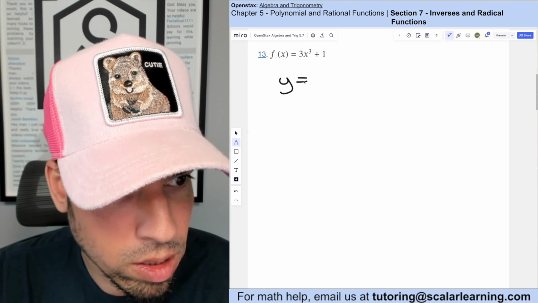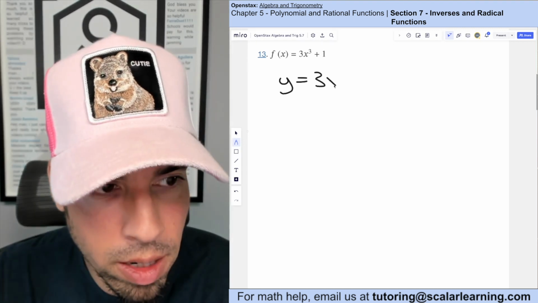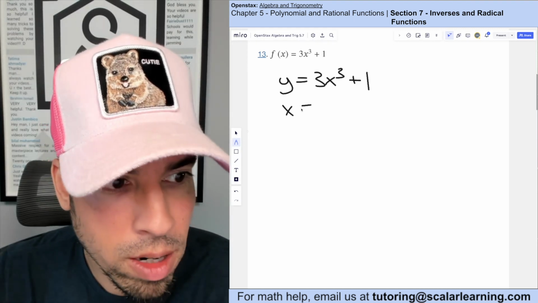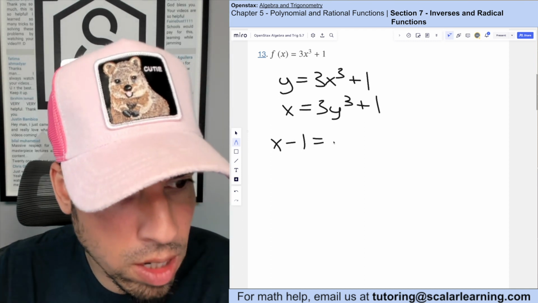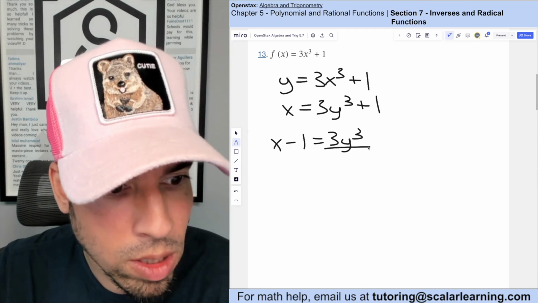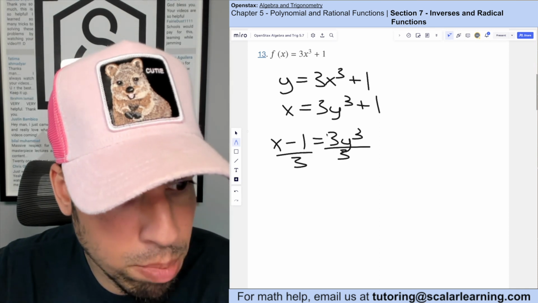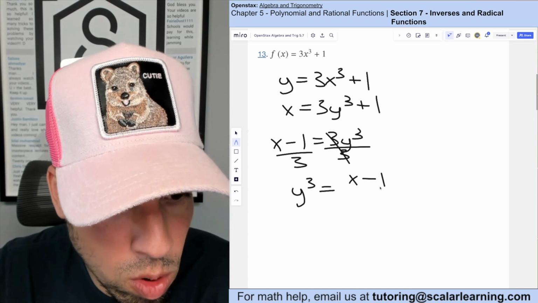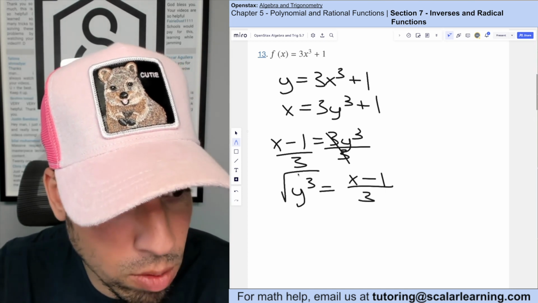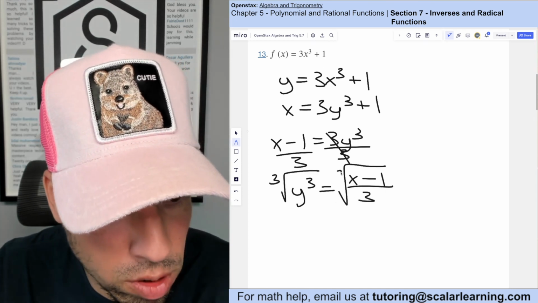For this one, we're meant to find the inverse function. So again, we start with the step of replacing f of x with y. Then we're going to swap the x's and the y's like so. And now we're going to isolate y. So first I'm going to subtract 1 from both sides, 3y cubed. Then we're going to divide both sides by 3, boom. Then I got y cubed equals x minus 1 over 3. Last step, we're going to get rid of that cube by taking the cube root of both sides.